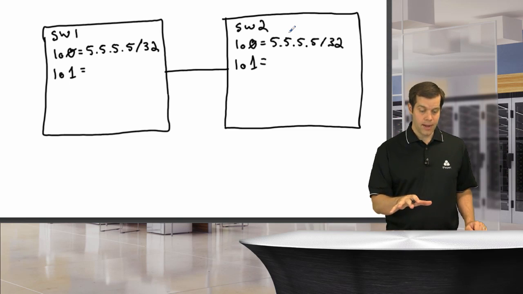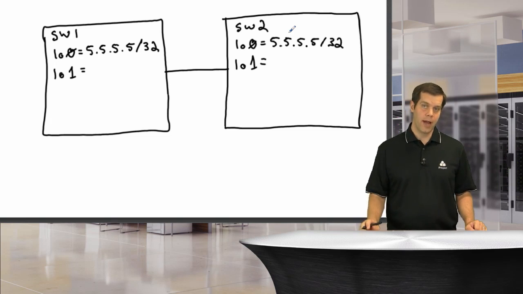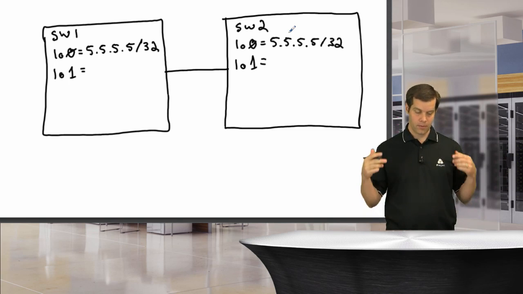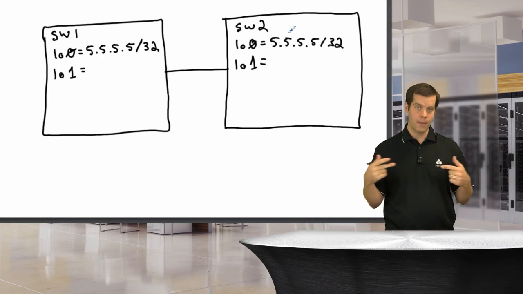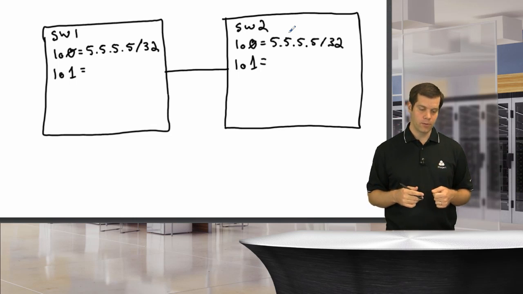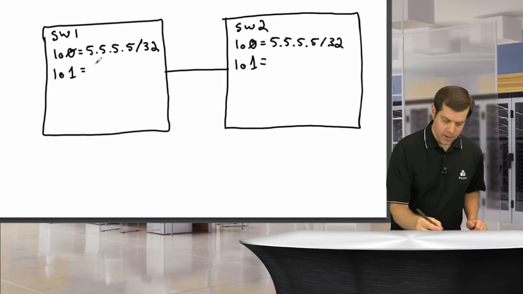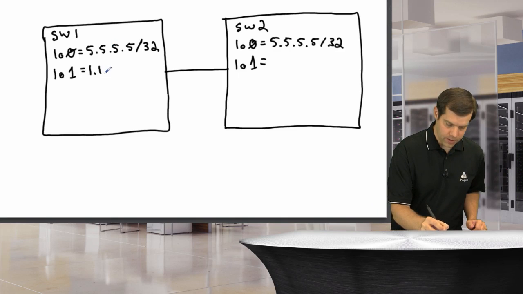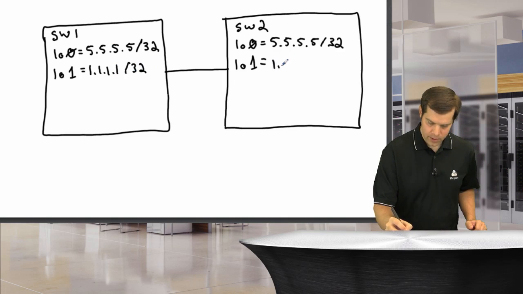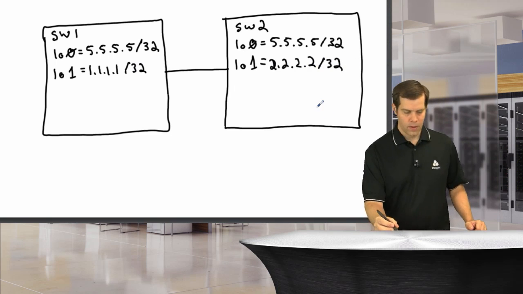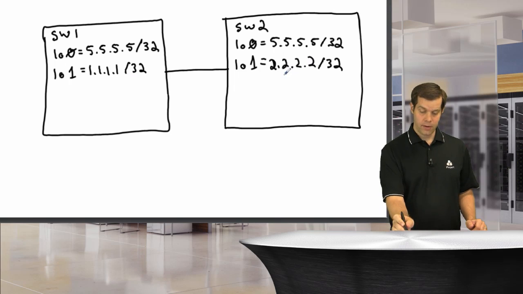Now, in a classic design, we would also create a second loopback interface. And this loopback is specifically there for peering, the MSDP peering between the two switches. And so these will be unique IPs so that they can talk back and forth between each other. And so we'll just say that switch 1 uses 1.1.1.1/32, and switch 2 uses 2.2.2.2/32. And then we'll peer between these loopbacks with MSDP.